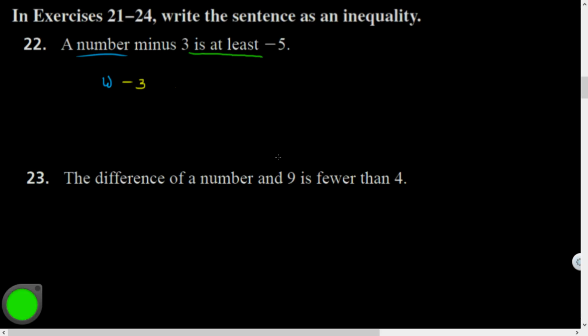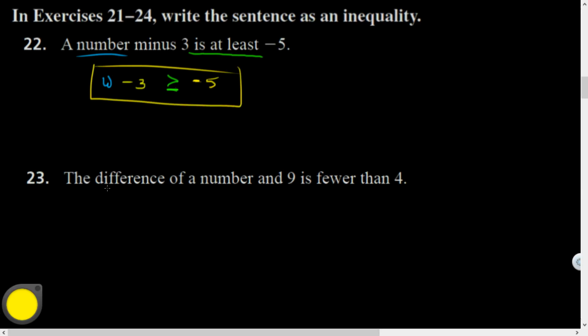What type of relationship is that? So this is at least more than, so yeah, it could be bigger, and the at least means it can be equal. Yeah, so greater than or equal, and to -5. Nice. They didn't ask us to solve this, but we could have if we wanted, right? We would have added 3 to both sides. That's all they were looking for.